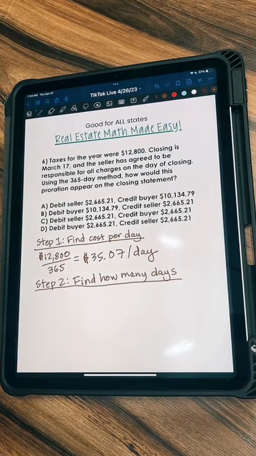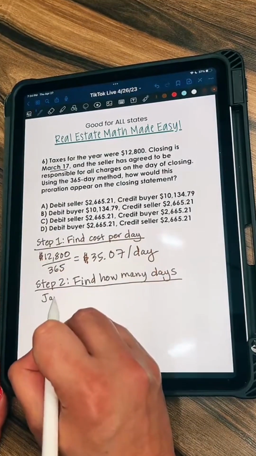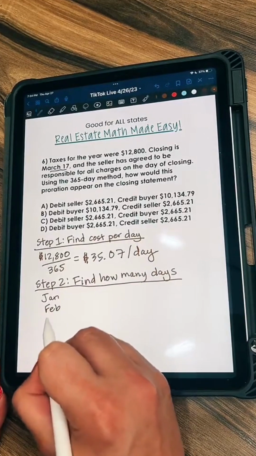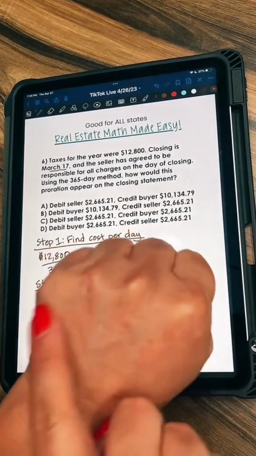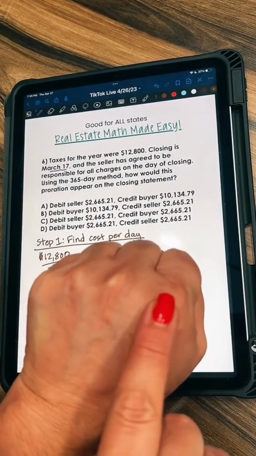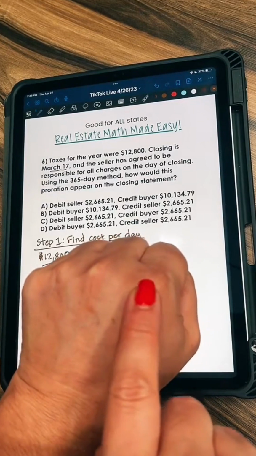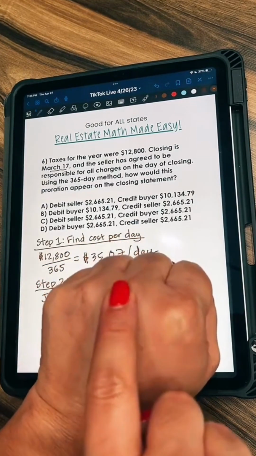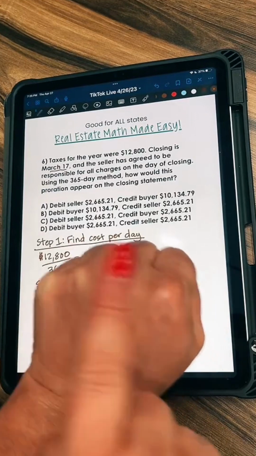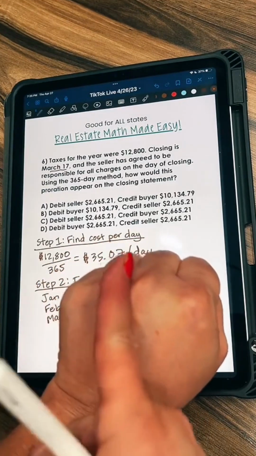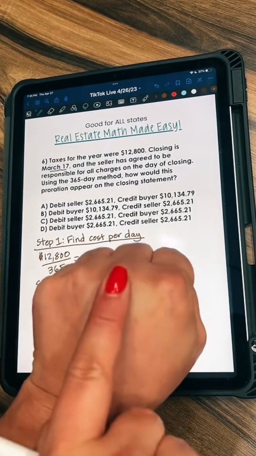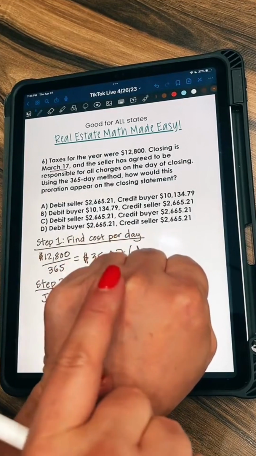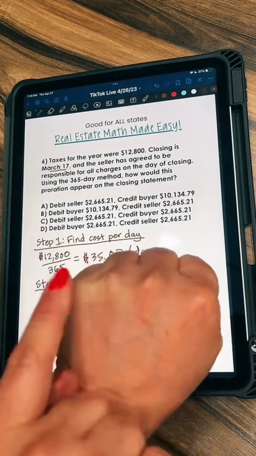Because the seller's the one closing. So if closing is March 17, that means we have January, February, and March to count for. Okay, remember the knuckle method. The knuckle method is we use the knuckles for 31 days. The middle here is 28 or 30. So it goes January, February, March, April, May, June, July.